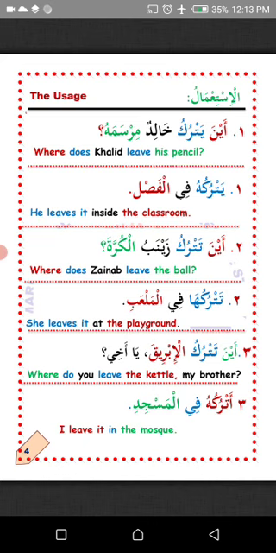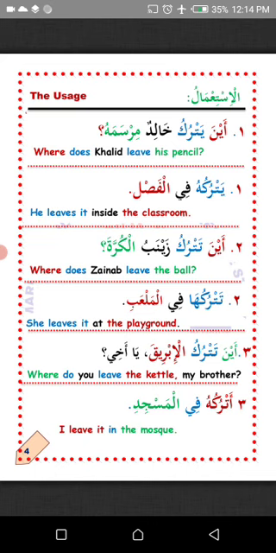Mirsamahu, his pencil. Now the answer. Yatrukuhu fil fasil. He leaves it inside the classroom.